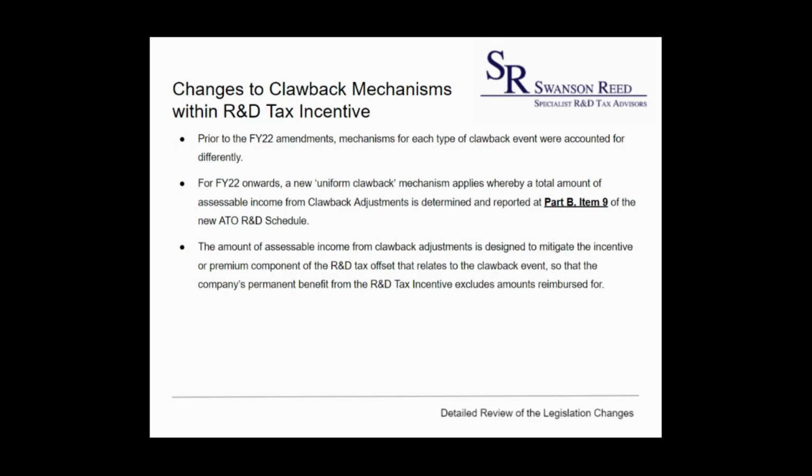The amount of assessable income from clawback adjustments is designed to reduce the incentive or premium component of the R&D tax offset that relates to the company's clawback event, so that the company's permanent benefit from the R&D tax incentive excludes benefits for R&D expenditure amounts that the company is reimbursed for.